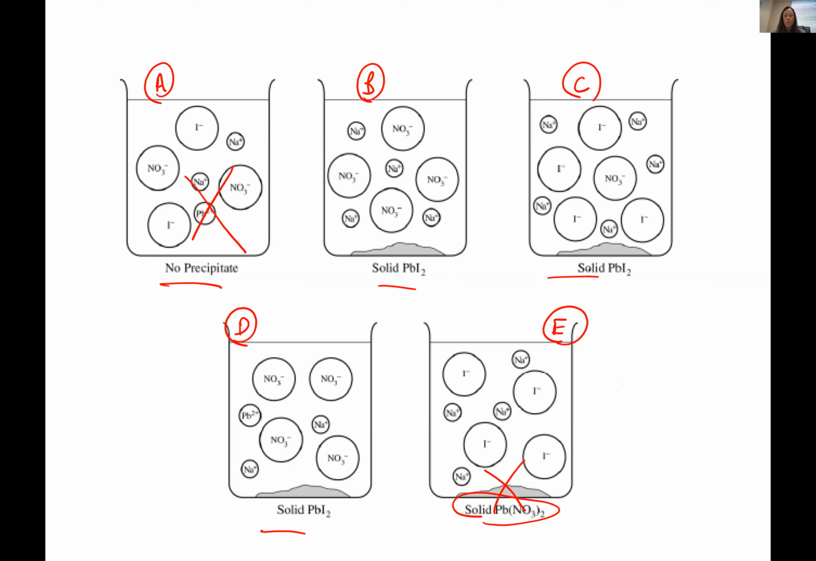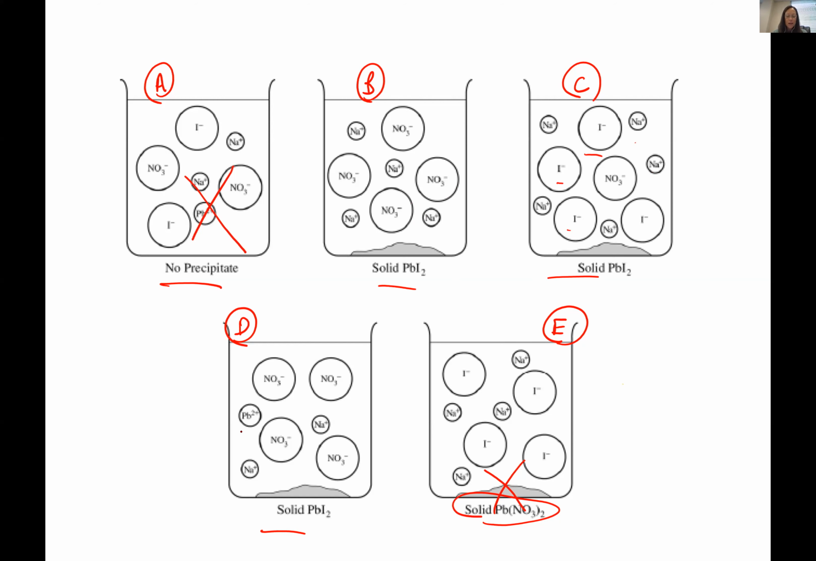So this one has sodium, B has sodium and nitrate ions. The C even has some I- floating around and some sodium nitrate. And the D has some lead ions floating around. Well, let's go back really quickly and let's look at this table. Do we have any lead just floating around as an ion? We do not, right? We do not.